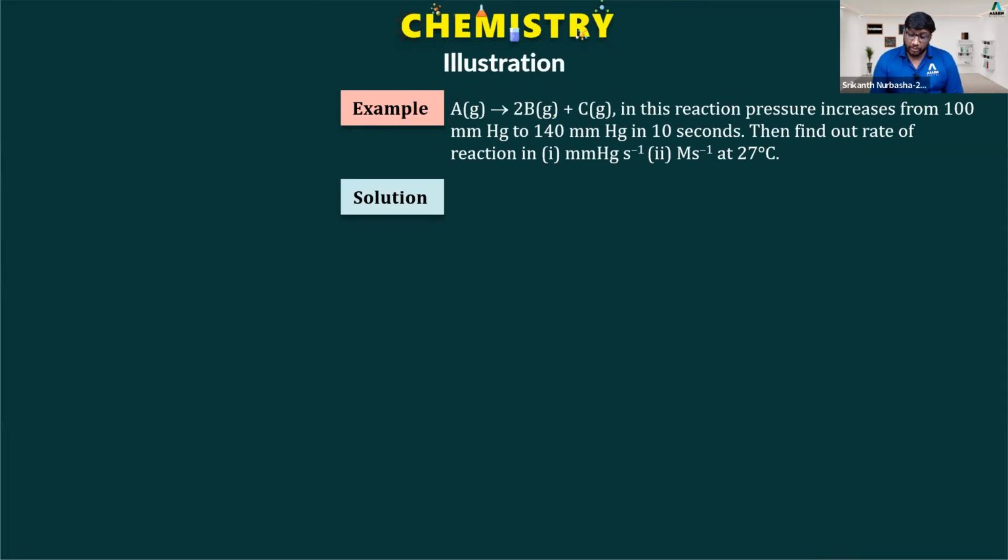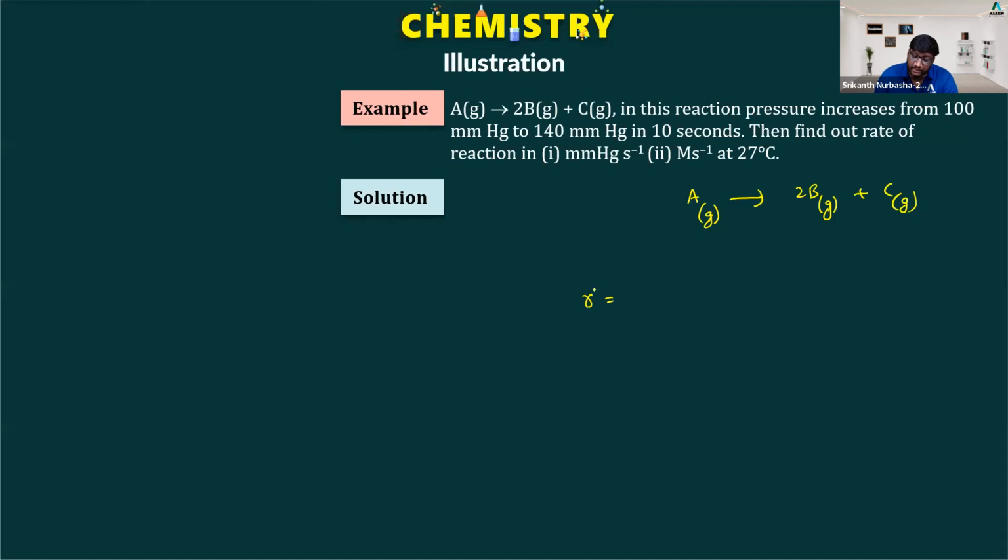A gaseous is converting into 2B gaseous plus C gaseous. In this reaction, pressure increases from 100 mm of Hg to 140 mm of Hg in 10 seconds. Then find out the rate of reaction in mm of Hg second inverse and molar second inverse at 27 degrees Celsius. 100 to 140 increase is happening in 10 seconds. Then find out the rate in mm of Hg.